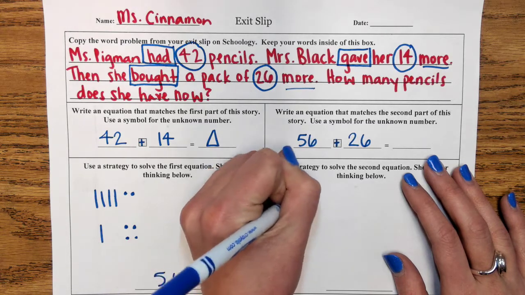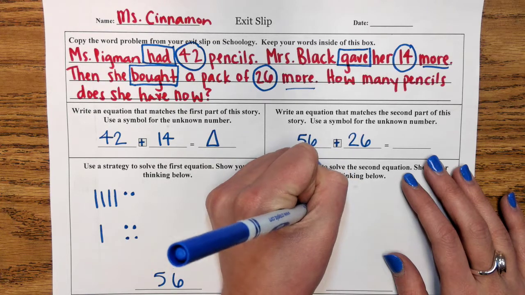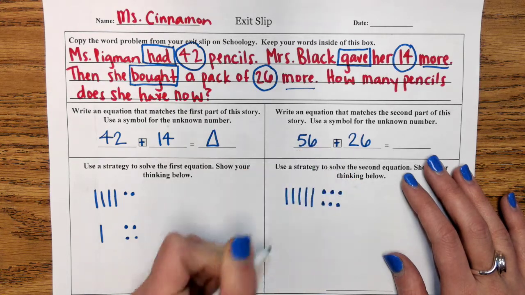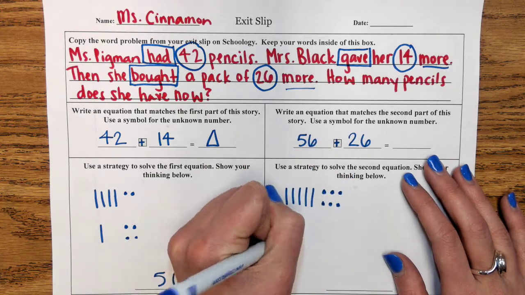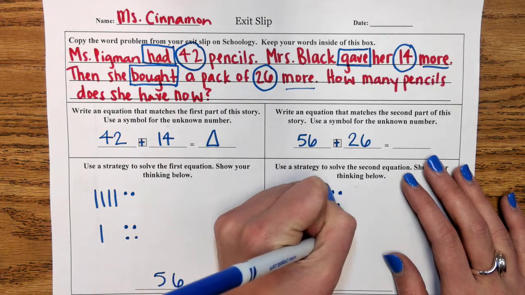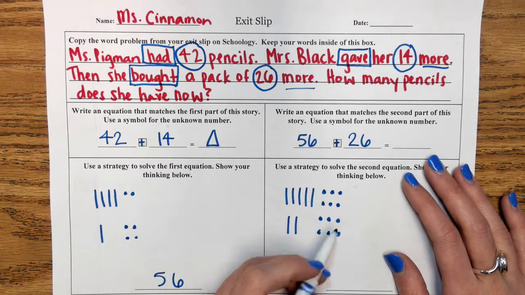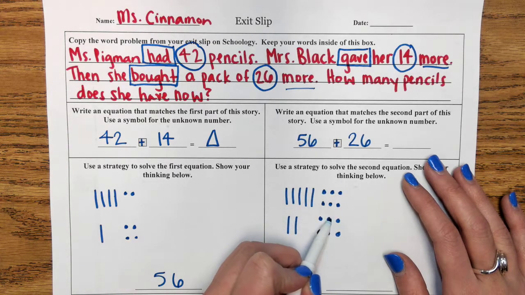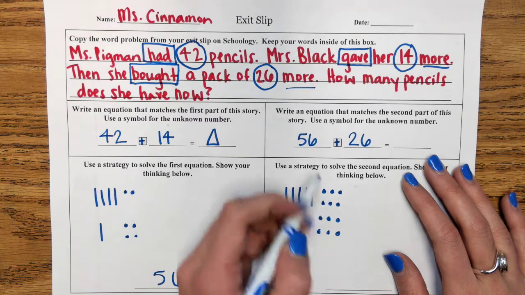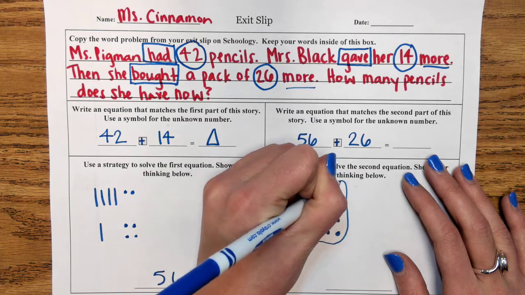1, 2, 3, 4, 5 tens. 1, 2, 3, 4, 5, 6 ones, and then 26. 2 tens. 1, 2, 3, 4, 5, 6 ones. I'm going to start in my ones place. 1, 2, 3, 4, 5, 6, 7, 8, 9, 10. Oh, it looks like I've got 10 ones that I can regroup.